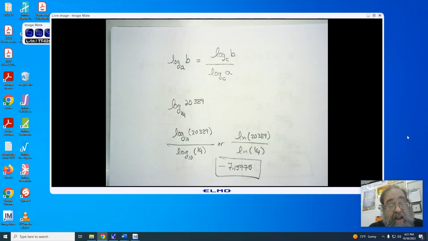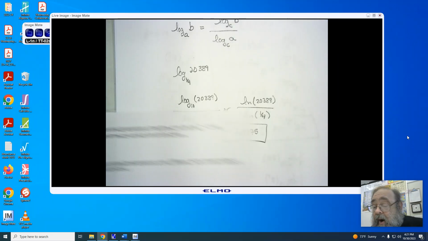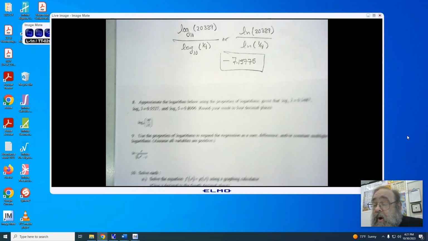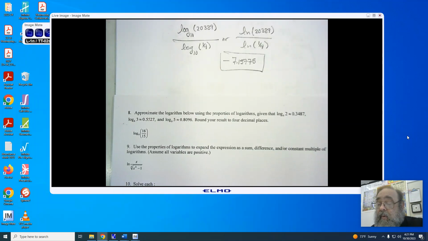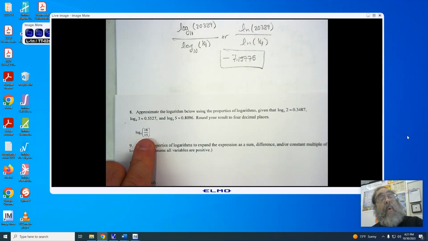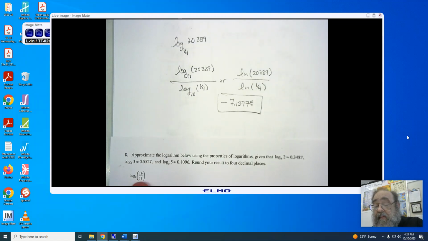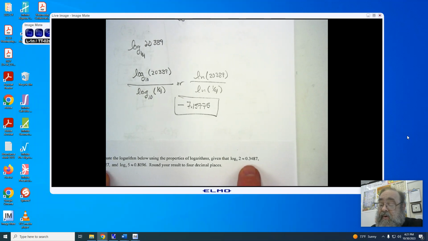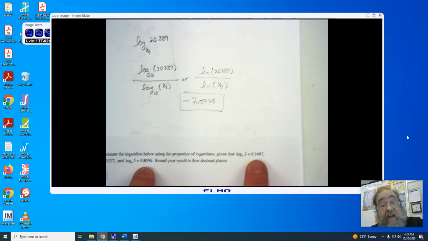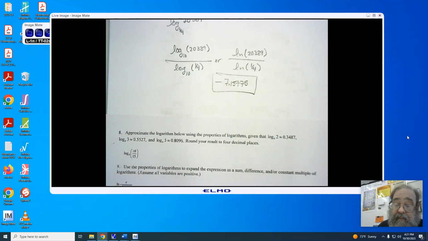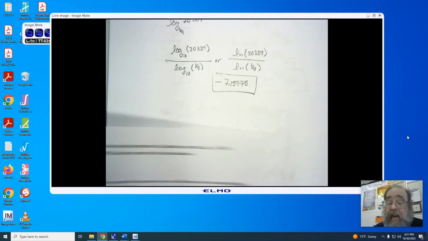Let's try to go to number 8. Number 8 now says approximate your value. So we're going to change this and we're going to expand it, prime factorization, and then we're going to substitute the values of log base B of 3 with that decimal, log base B of 2 with that decimal, and log base B of 5. Now it is entirely possible that you don't use all of them, so you want to go slowly.